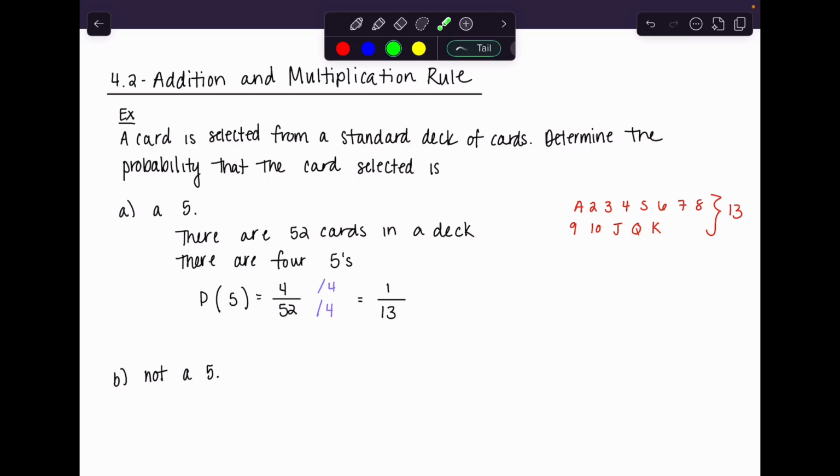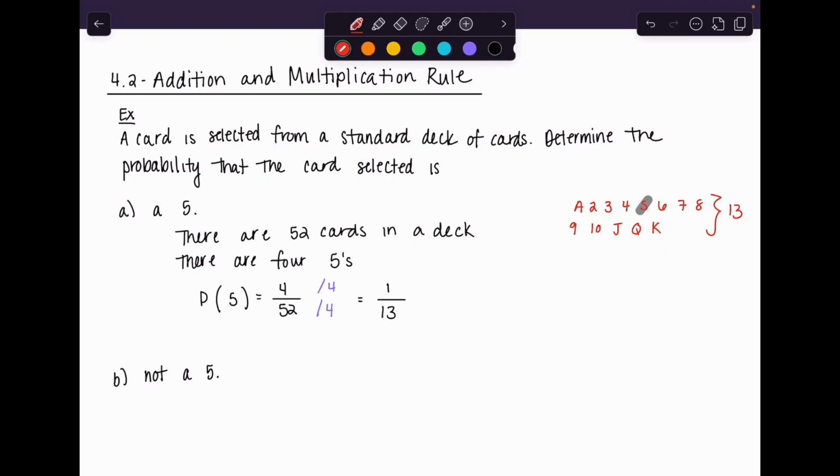If I ask about finding the event that the card selected is not a 5, this is a little bit more complicated. So again, I'm looking at my list, and if I want not a 5, well, then I'm going to ignore that. And you have 1, 2, 3, 4, 5, 6, 7, 8, 9, 10, 11, 12 cards out of 13 that make you successful.